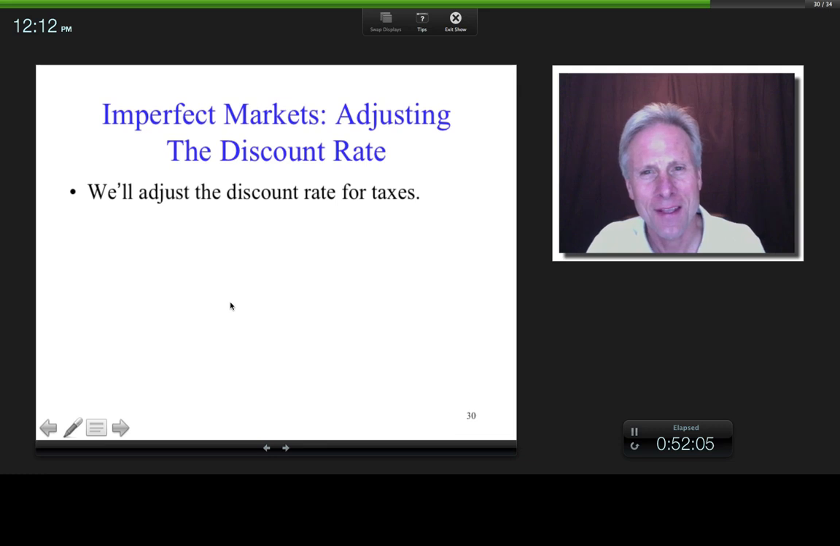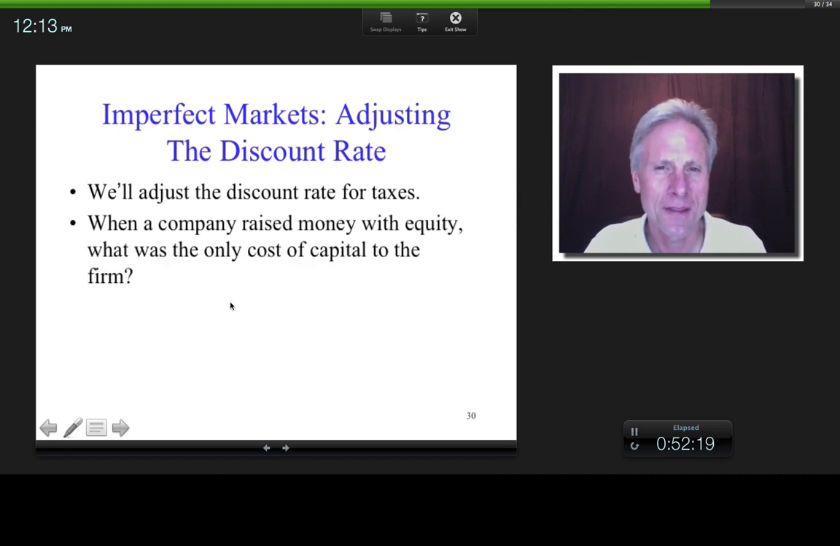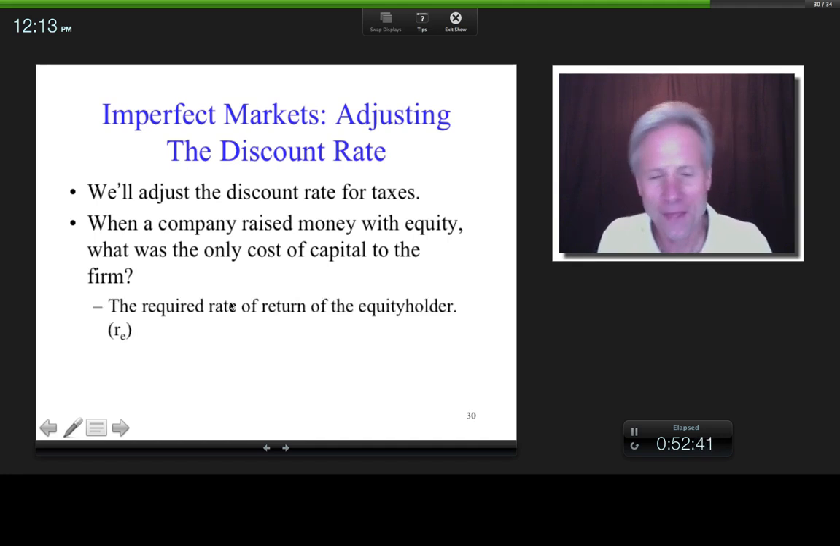So, let me ask you this. When a company raised money with equity, did the equity holders say, hey, yeah, here, take our money for free? Or did they require a return? They required a return, right? And when any investor requires a return, is that a cost to the firm? It is, right? So basically, when a company issues equity and the equity holders require a return, then that is basically a cost to the firm.